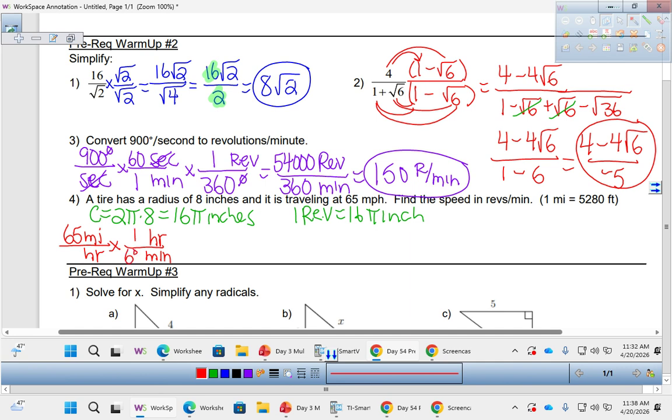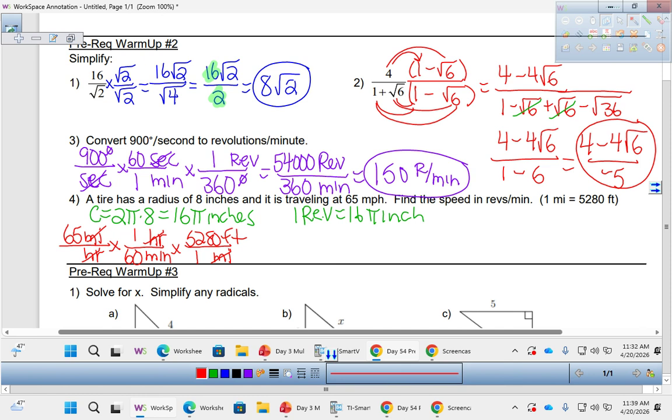So make sure the numbers are next to the correct units. 1 hour is equal to 60 minutes. What this is going to do is cancel out the hours, and it's giving me miles per minute, which is good. I've got the minutes, but now I need the revolutions. So the next thing I want to do is get rid of the miles. I don't know how many revolutions are in a mile, but I know how many feet are in a mile. That's given to me, so that's got to be some information I'm using. So 1 mile is 5,280 feet.